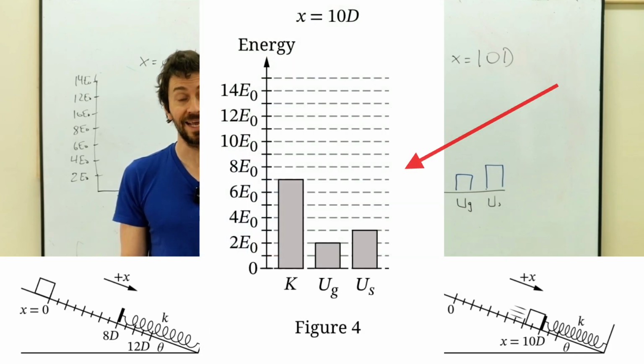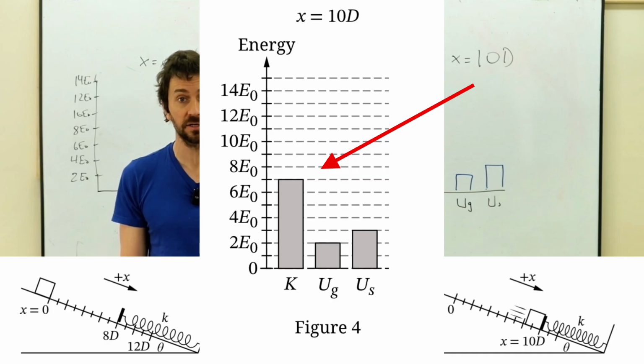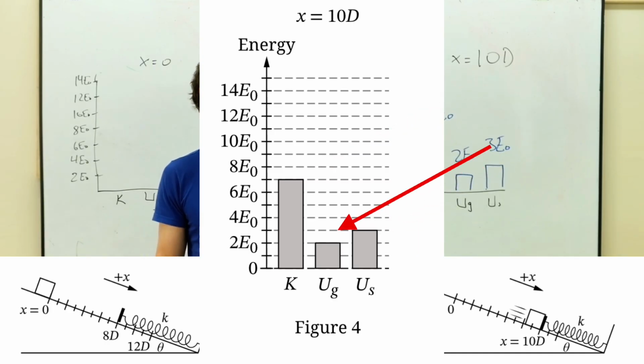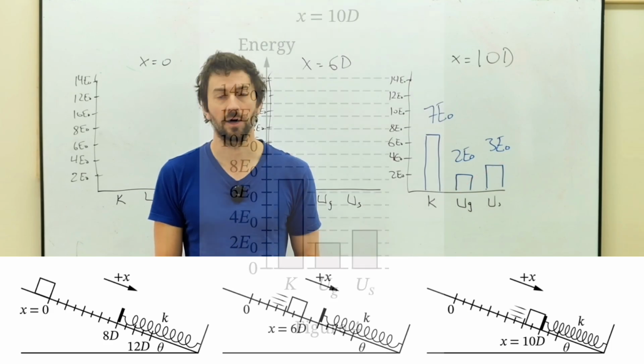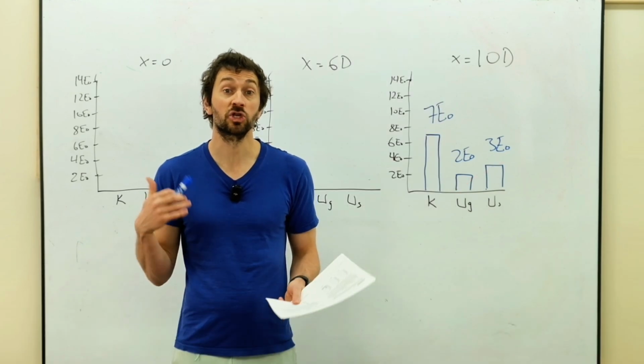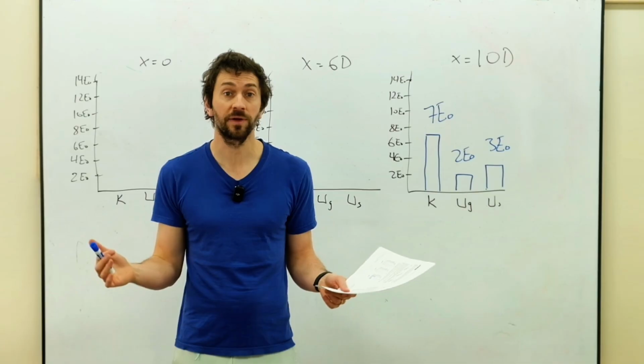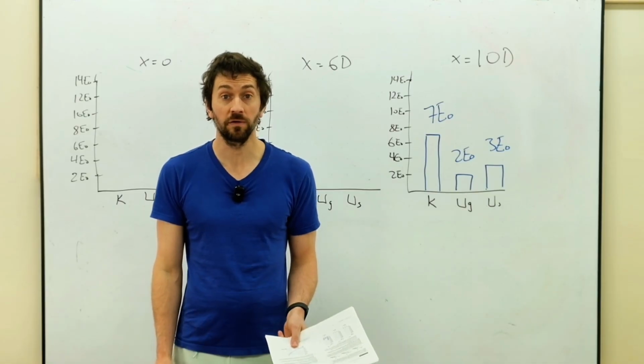So if you look, the kinetic energy is 7 E naught, the potential gravitational is 2 E naught, and the potential spring energy is 3 E naught. So that means we can find the total energy is going to be the 3 added together, and I'm going to get 12 E naught.